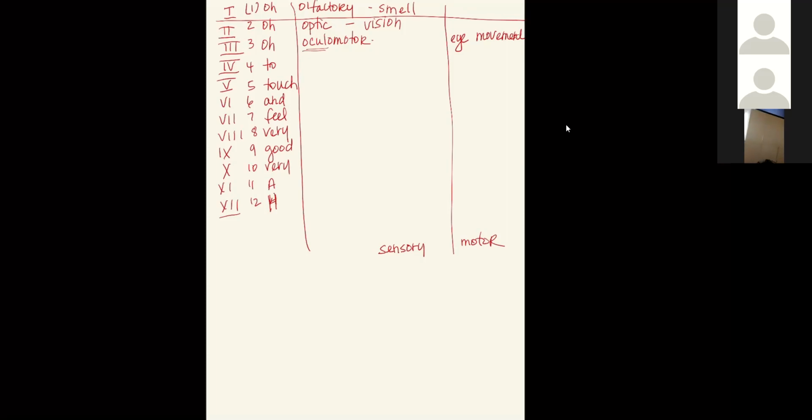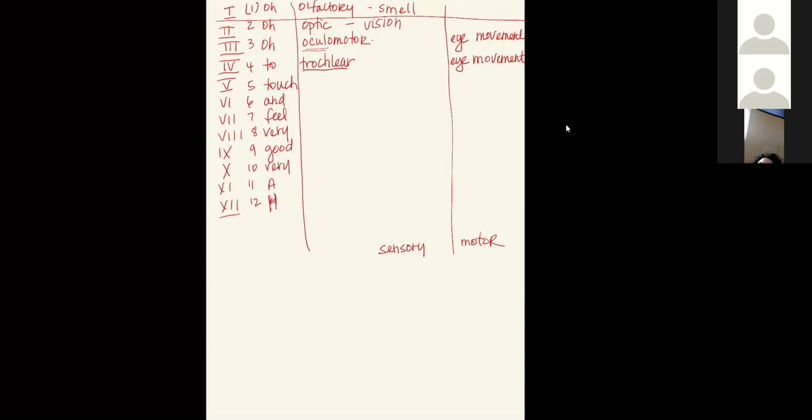Now the first T is trochlear, which is a weird word. Trochlear also has to do with eye movement, and that's good. I don't need you to know any more specific than that.